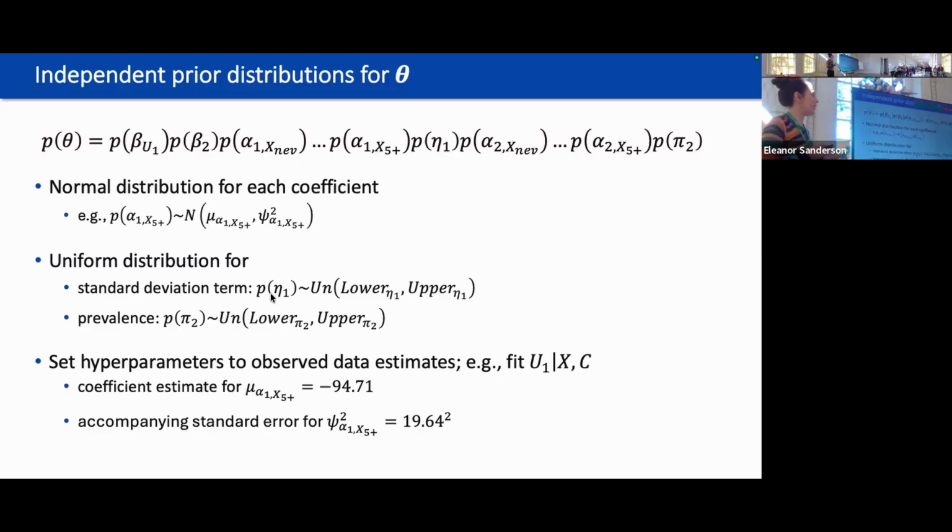In our example, because we wanted to evaluate the model when we had accurate information, we actually cheated because we have U1 and U2. So we used our observed data estimates. For example, for one of the coefficients, we set the mean to be the observed estimate of minus 94.71, and the variance term was the square of the accompanying standard error, which was 19.64 squared.